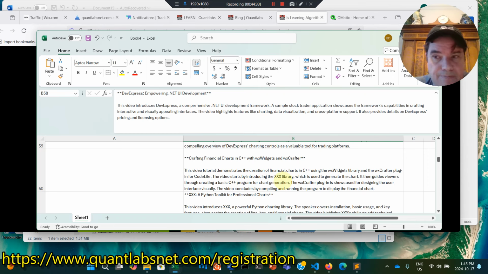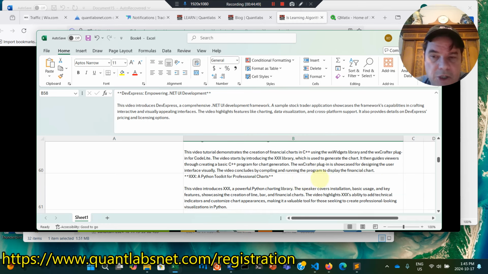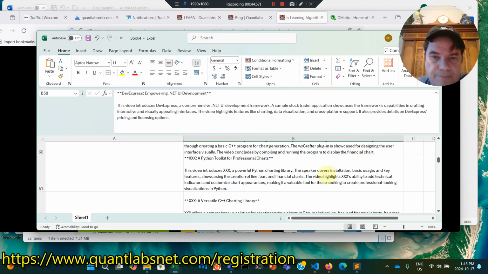It introduces the, we'll call it the trade secret library to generate the chart, then guides viewers through creating a basic C++ program for chart generation. Again, this is on Linux, which is very limited to do. The wxCrafter plugin showcases the designer user interface visually. The video concludes by compiling and running the program to display the financial chart.